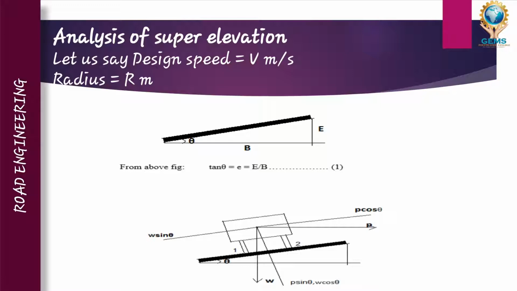The inner side wheel will be near theta and the center of gravity will be toward the inner edge, whereas the outer wheel will move on the raised extra widening, and this movement will provide safety. It will reduce the tendency of overturning or skidding.